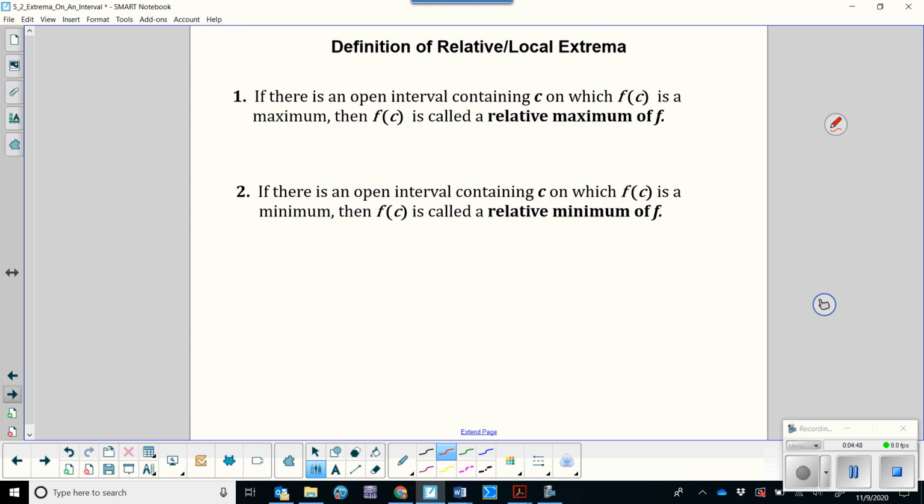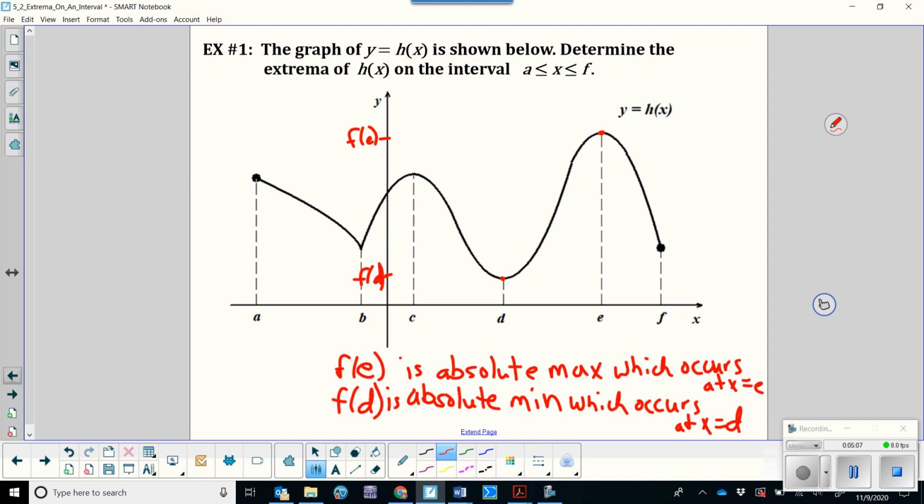For relative extrema, the formal definition says if there's an open interval containing c and f of c is the maximum, then we call it a relative maximum. If there's an open interval and f of c is a minimum, then we call it the relative minimum. I like to think of it as a peak or a valley. In a very small area, do you have the relative max or min?